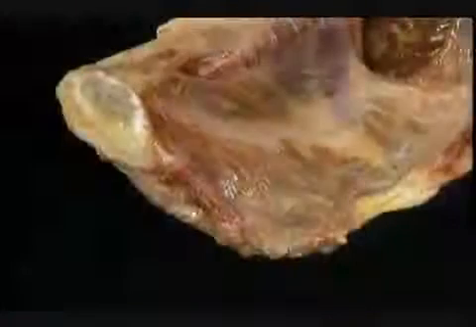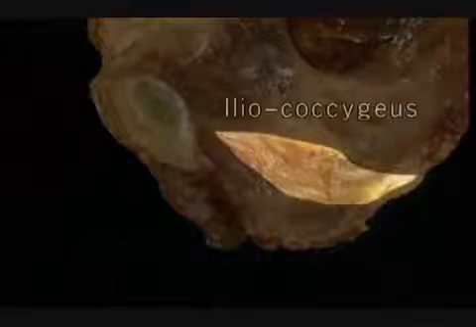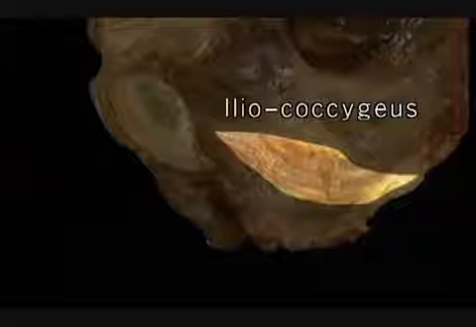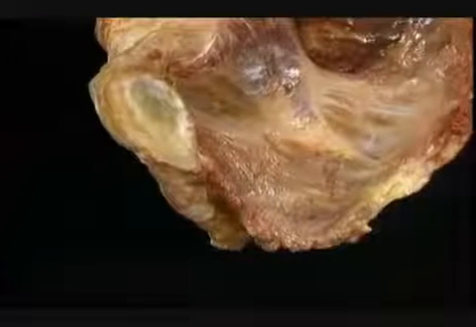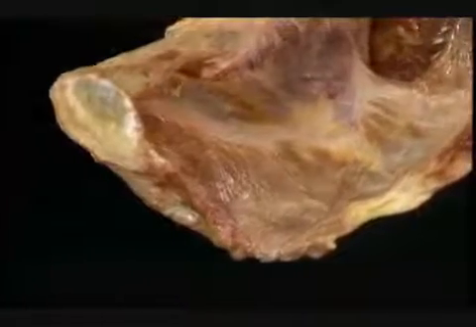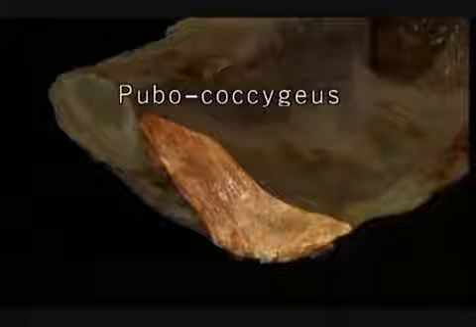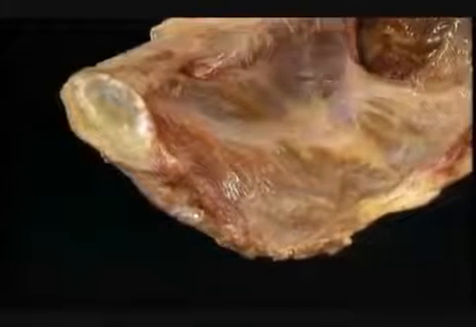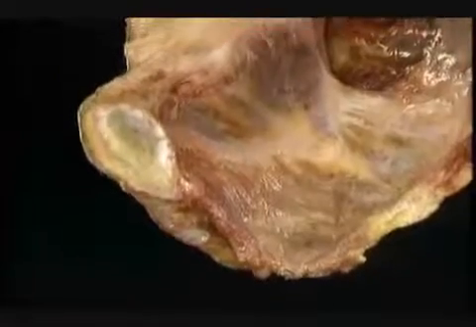The levator ani is described as having a number of parts, which are named as though they were separate muscles. Unfortunately, the names of these parts are somewhat irrational. This part of levator ani is known as iliococcygeus. Iliococcygeus is very thin. This part is pubococcygeus. It's much more substantial. Pubococcygeus is subdivided further in ways that we won't go into.